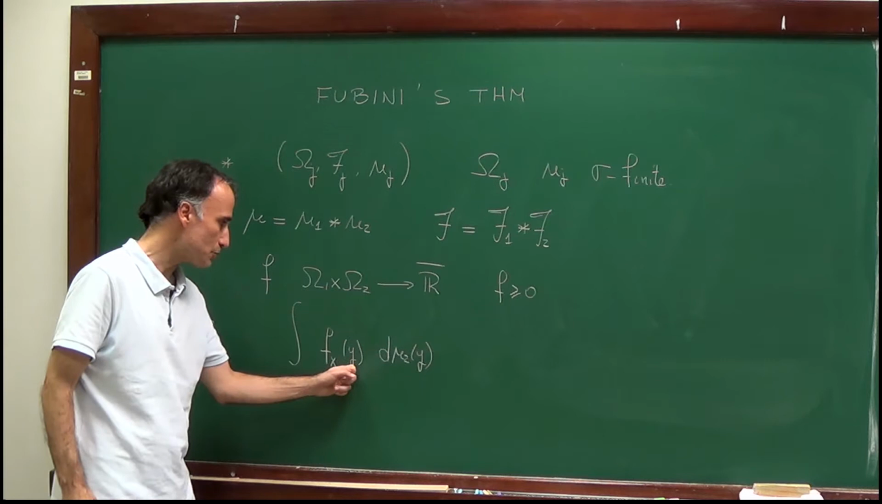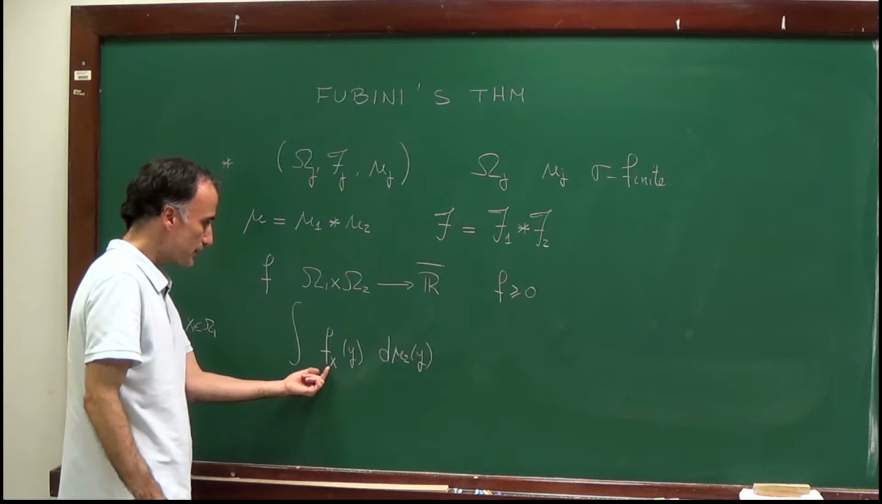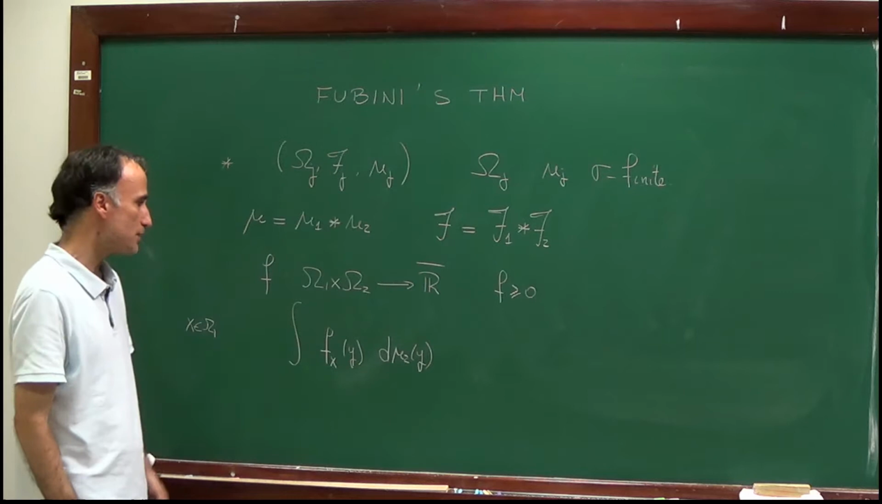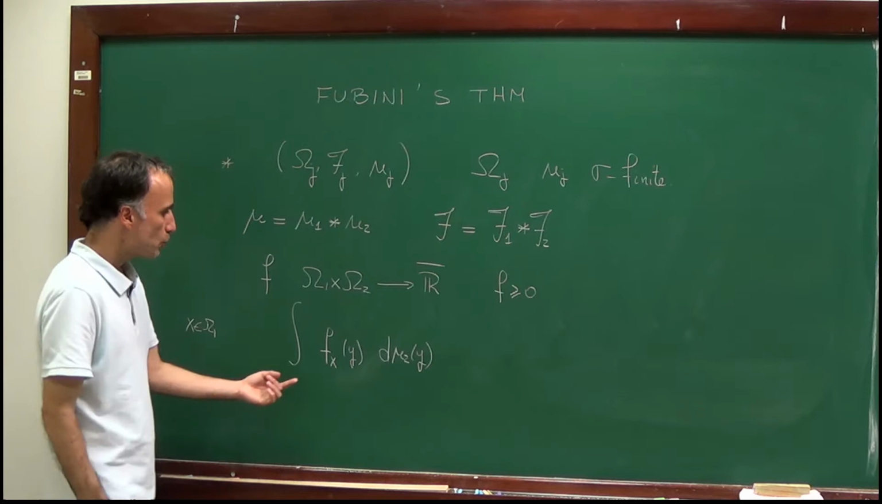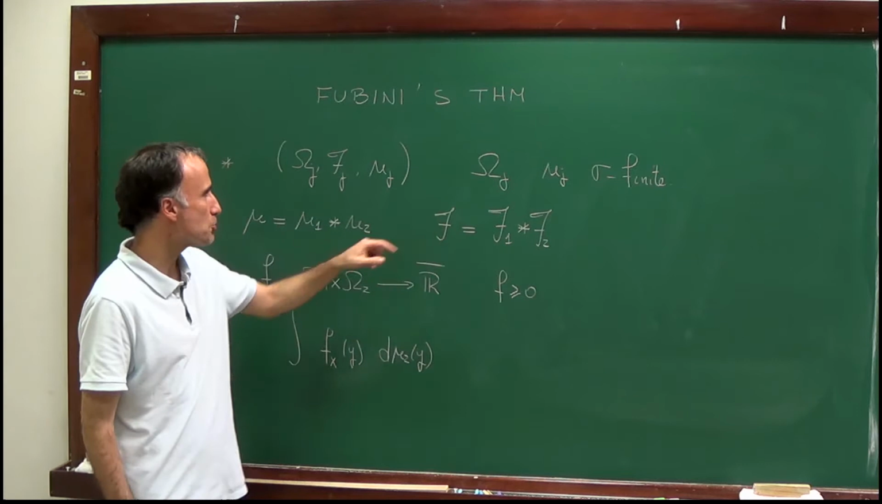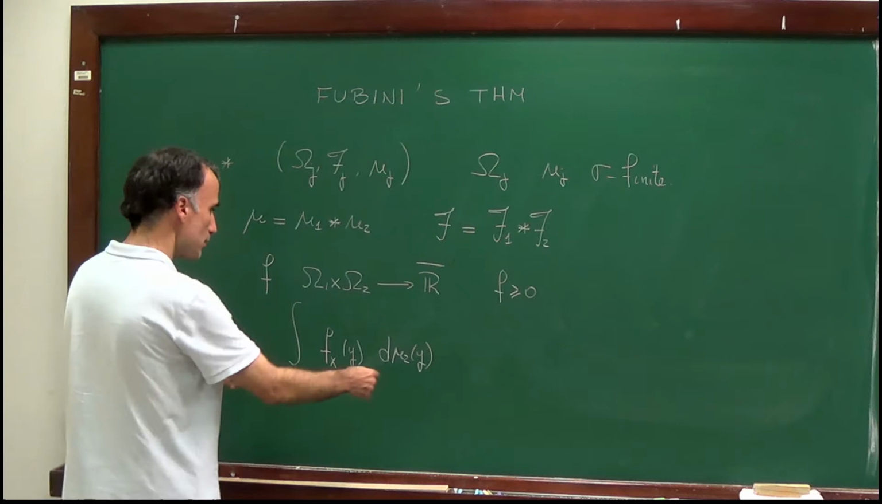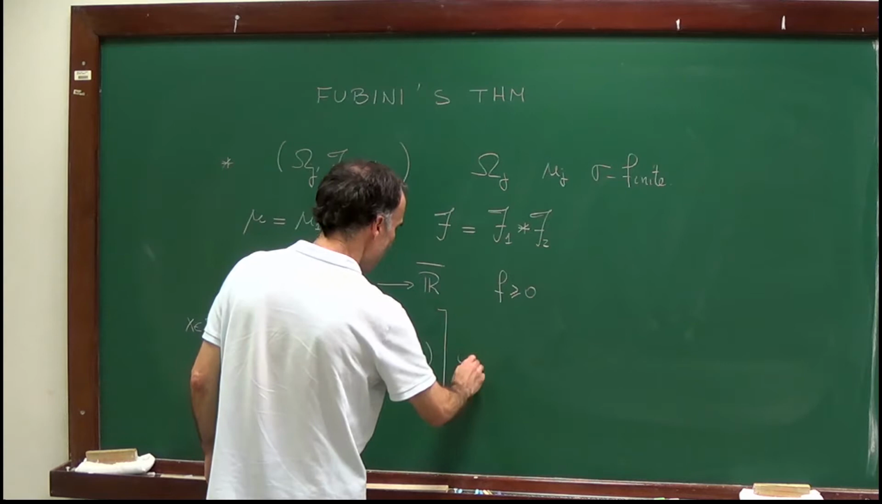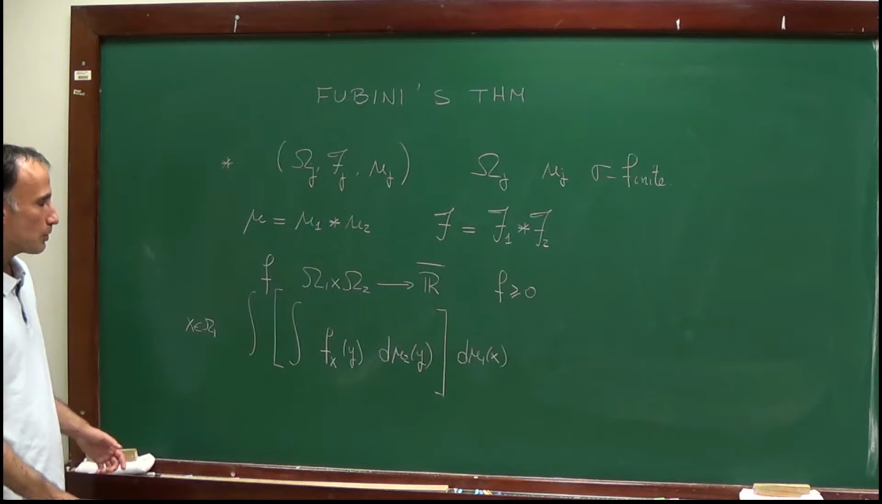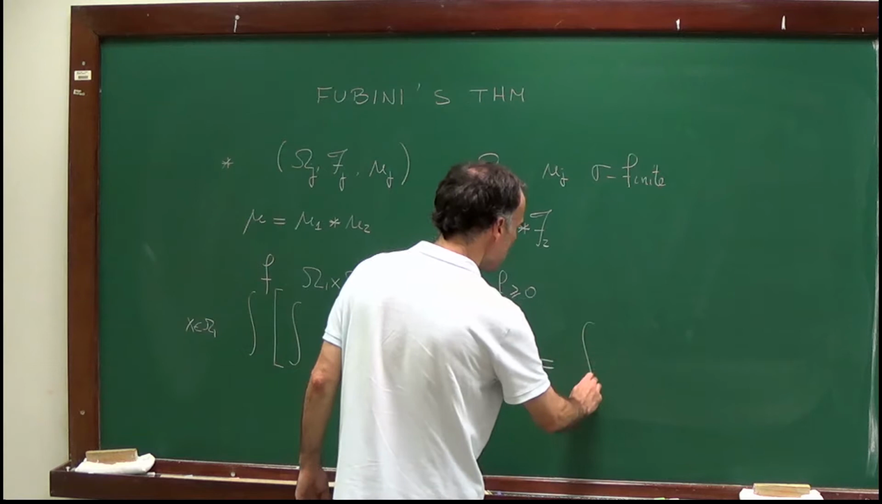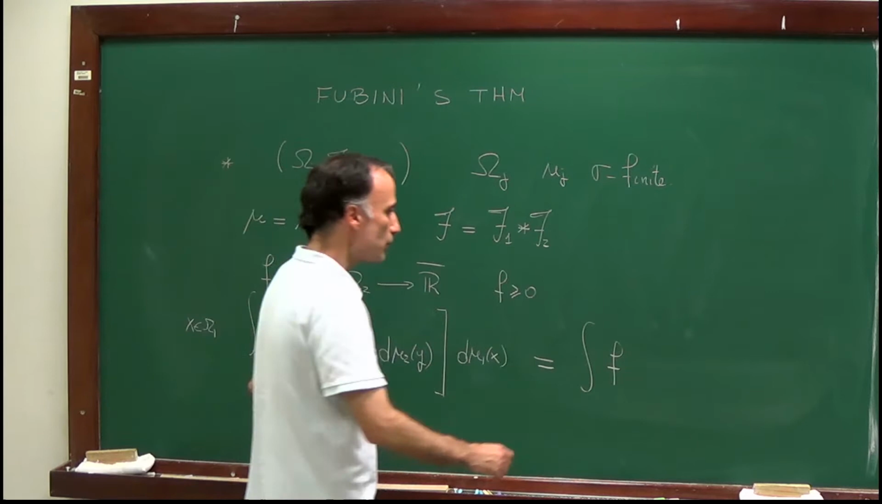Now, this depends on x. For each different x, we have a different value of this integral. So we could consider this object as a function of x. We will show that as a function of x, if f is F measurable, this function of x is in fact F1 measurable, and non-negative, so we can integrate this function now with respect to mu1, x. And what we'll prove is that this integral is in fact equal to the integral of f, which is a function of the two variables x and y, with respect to the product measure mu.